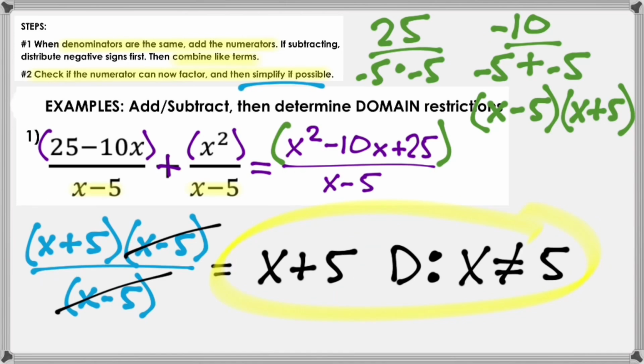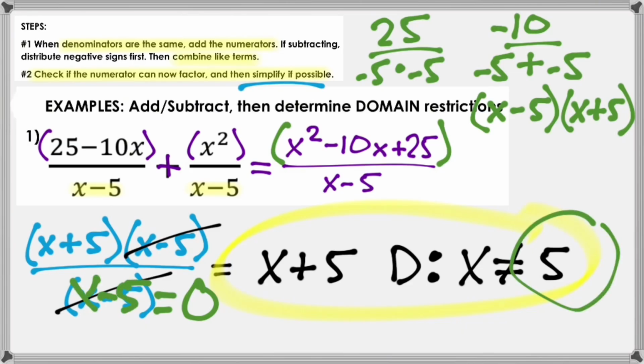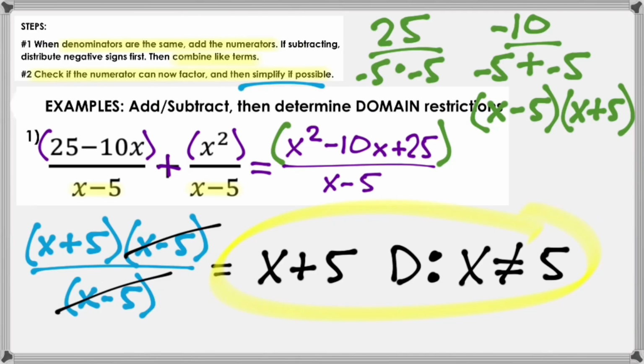Since you have to identify domain restrictions, and from a previous lesson we've talked about that the moment you cancel out a binomial factor, that is creating a removable discontinuity, which is a value that is not included in the domain. So the solution, according to the zero product property, when you set x minus 5 equal to 0, you would add 5 to both sides and get positive 5. So that means 5 cannot be in the domain. And again, this just comes from one of the previous videos that talked about our removable discontinuities.